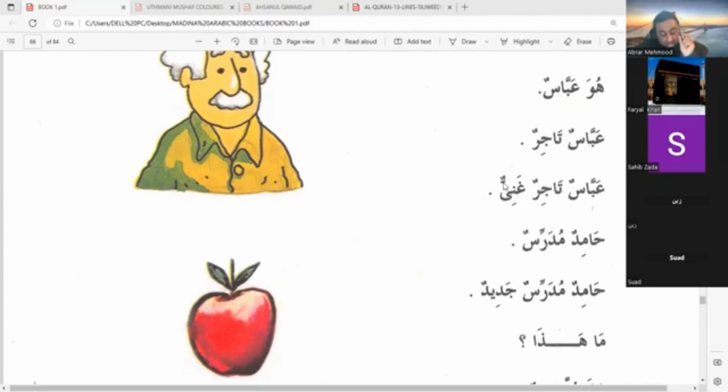In conclusion, the language of Arabic is split into 2 main subjects. You have nouns and verbs.